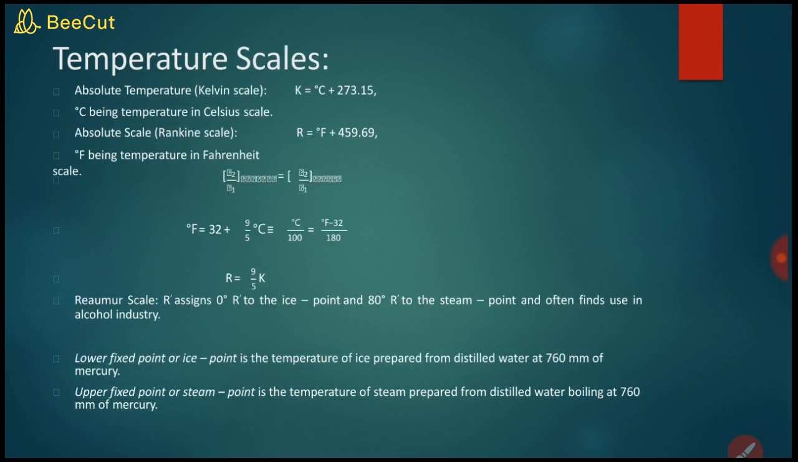Now we have the temperature scales depending upon the suitability. For absolute temperature, that is the Kelvin scale, we write K is equal to degree centigrade plus 273.15, with degree centigrade being the temperature in the Celsius scale. If you want to calculate the temperature in absolute measurement on the Fahrenheit basis, it is called the Rankine scale. So R is equal to Fahrenheit plus 459.69.